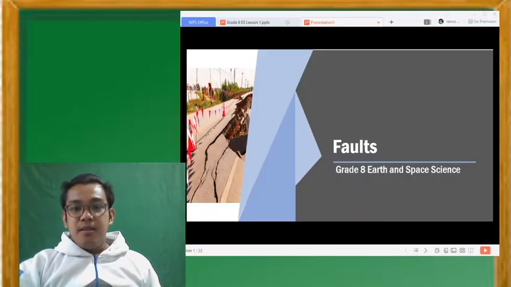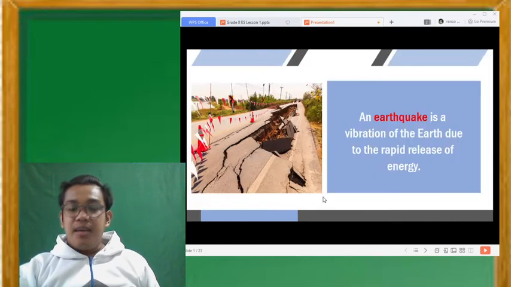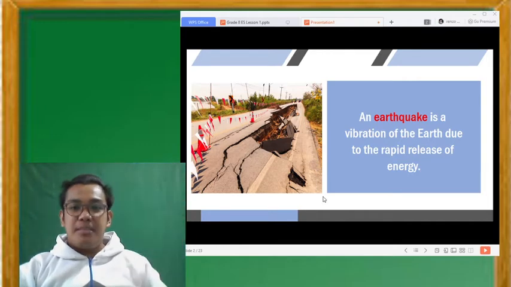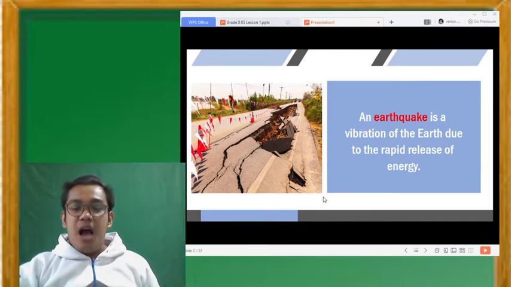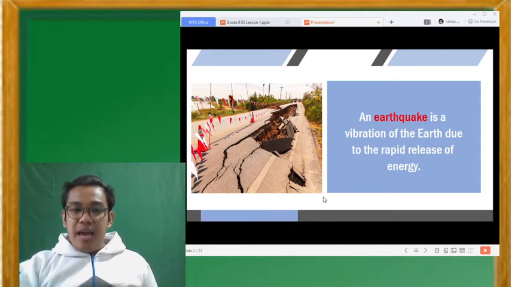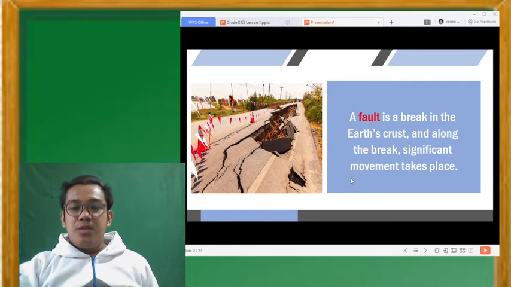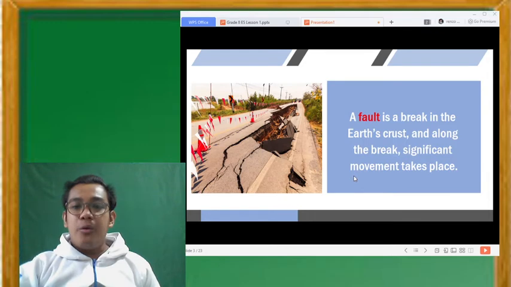Okay, thank you. So let us discuss what a fault is and what the different types of faults are. But before we have a fault, we have an earthquake, right? An earthquake is a vibration of the earth due to the rapid release of energy. This energy comes from deep inside the interior of our earth. The result of this is a fault that we can see in our earth's crust.